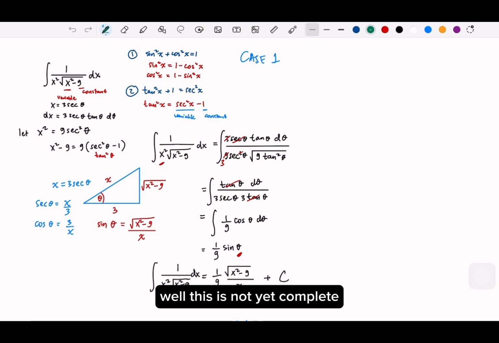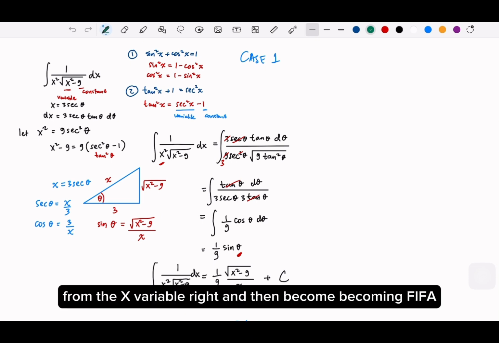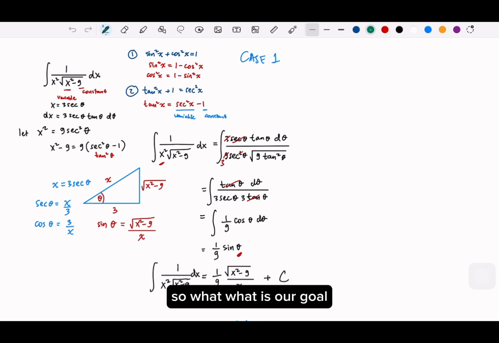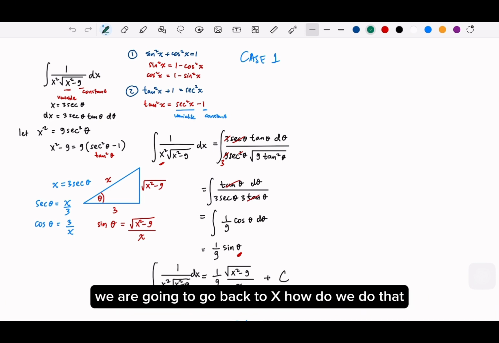But it is not yet complete. Well, it's plus a constant, but this theta itself is not yet our expected solution, because we started from the x variable and then changed to theta. So what is our goal? We are going to go back to x. How do we do that?